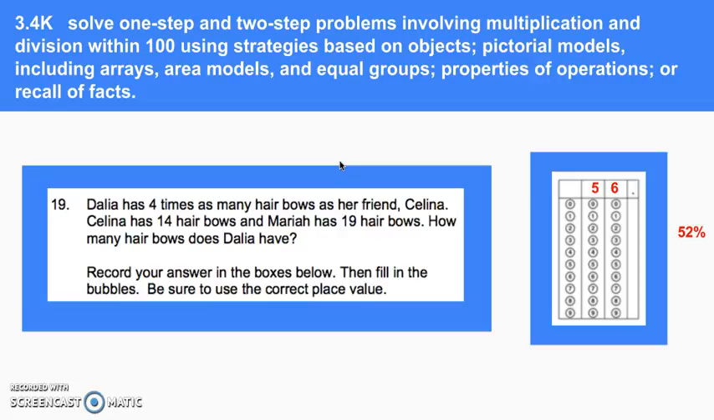It's also important to note in number 19 that as you read the question, this is information that's not needed, that she has 19 hair bows. To get the correct answer, students just have to multiply 4 times 14 to get 56.